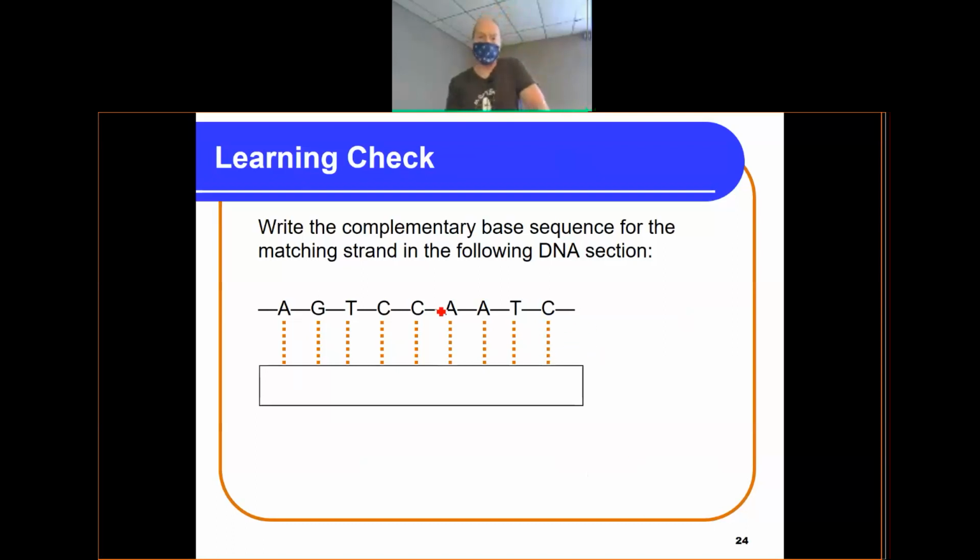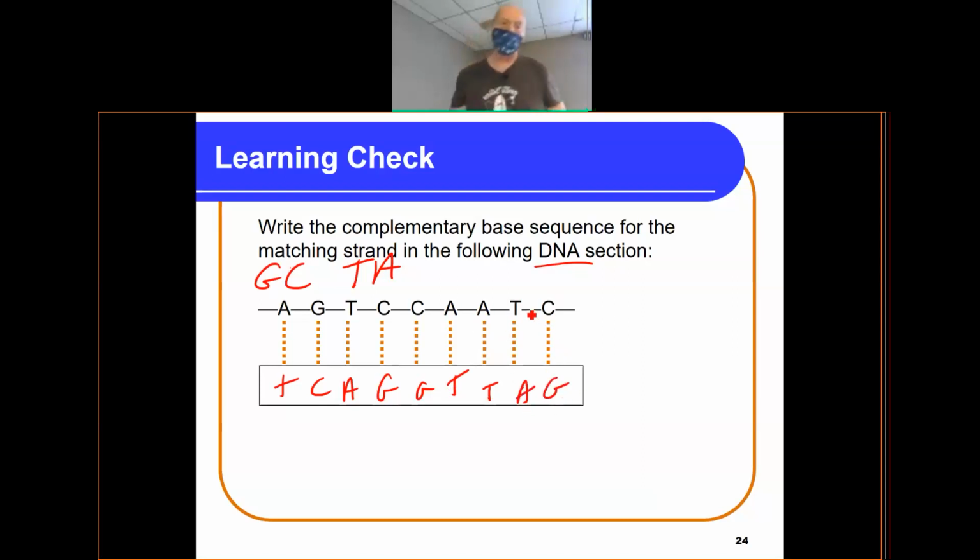All right, and so again, if you are reading the question, it's a very simple question. Now we're going from DNA to DNA. You got to know if you're going from DNA to DNA, or if you're going from DNA to messenger RNA. All right, and so right now we're just writing the complementary base sequence for the matching strand in the following DNA section. We're looking for a DNA. So you have to know GC, you have to know TA. So here's A, this is T, G, C, T, A. CG, CG, AT, AT, TA, and CG. All right, so it should be a very, very simple problem.